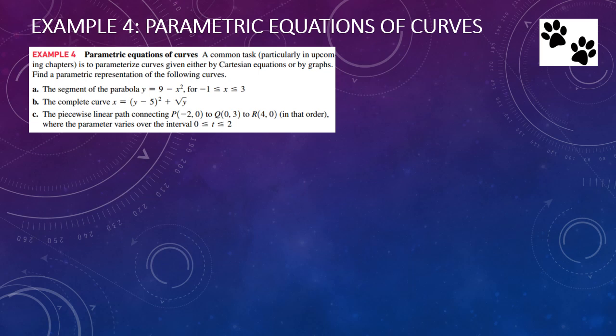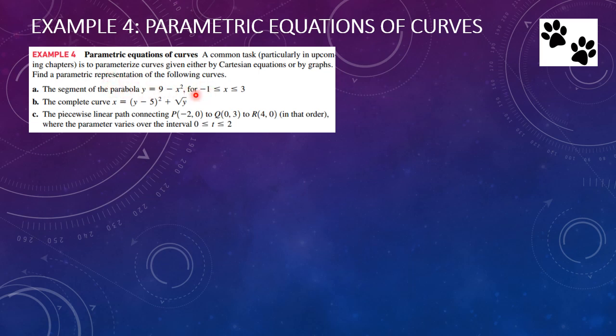Next, let us look at how we can come up with parametric equations of curves with example 4. A common task is to parameterize curves given either by Cartesian equations or by graphs. Find a parametric representation of the following curves. Part A, the segment of the parabola y equals 9 minus x squared for x between -1 and 3.